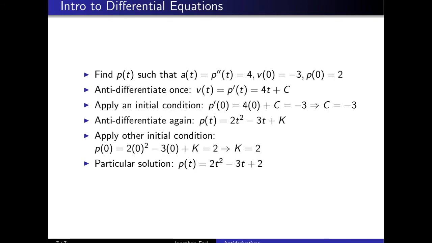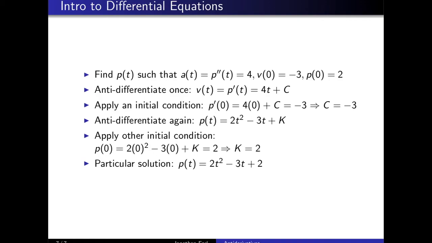Okay, so the second one that we want to do is we want to find a position function p so that the acceleration is 4, so the second derivative is 4, and the velocity at time 0 is minus 3, and the position at time 0 is 2. So we'll first go and find an antiderivative, and when we do that, we get that the velocity function will be 4t plus c, and we'll apply the initial condition that we have on the velocity function. We're told that the velocity at time 0 has to be minus 3. That'll tell us that c has to be minus 3.